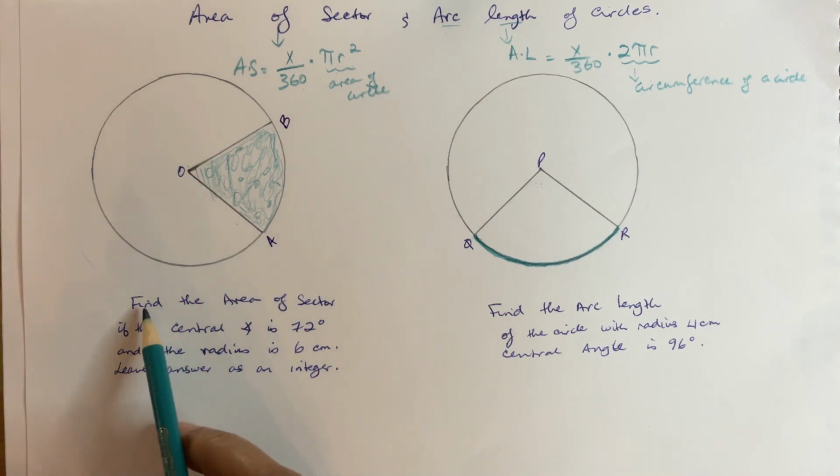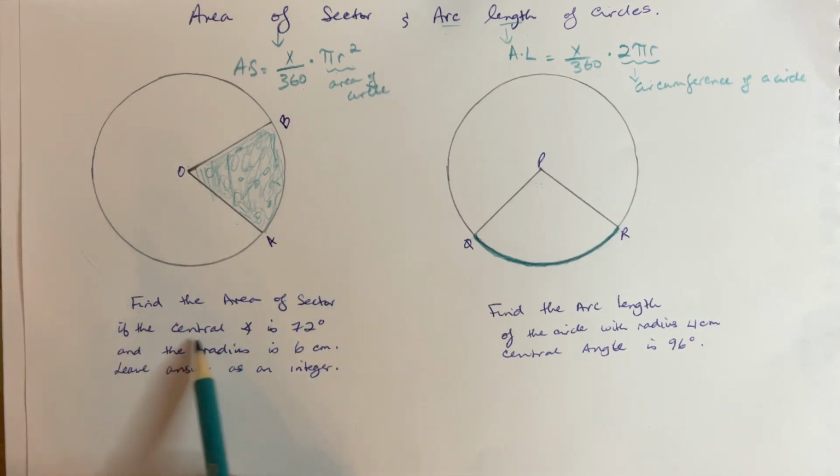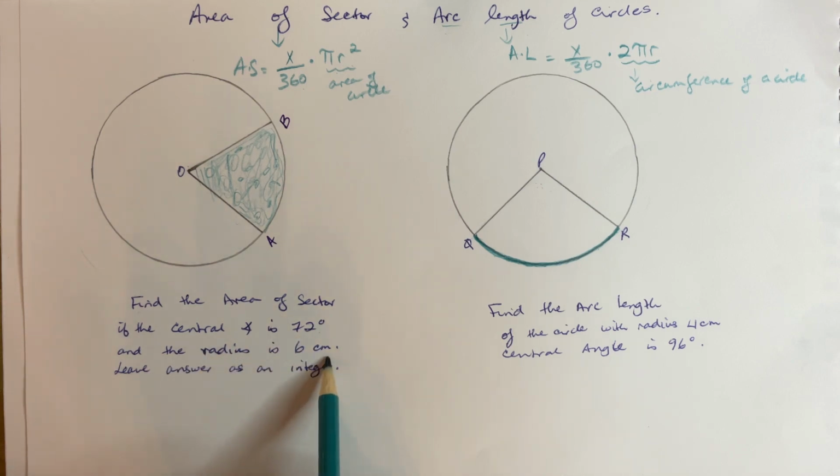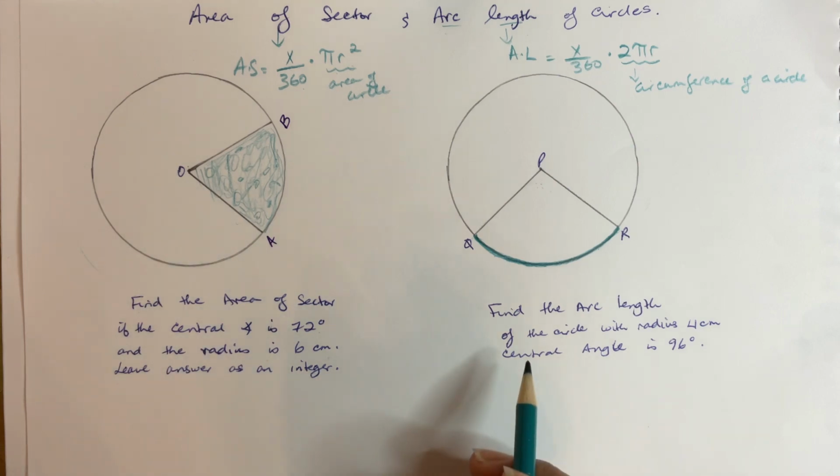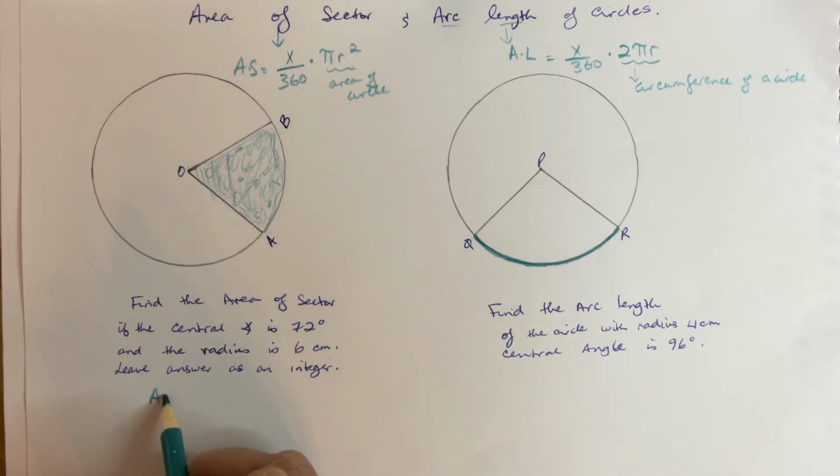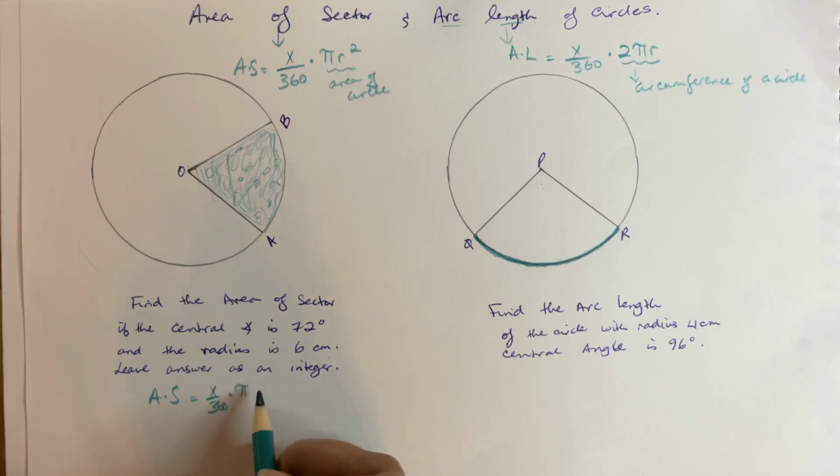Now, we are going to use our calculator a lot for this, and we are going to set it up first. It says find the area of the sector if the central angle is 72 degrees and the radius is 6 centimeters, and leave your answer as an integer. So we find area of sector, AS, is equal to, always start with your formula, as I always tell you, the central angle over 360 times pi r squared. So we're going to substitute what we have now: 72 over 360 times pi and 6 to the second power.